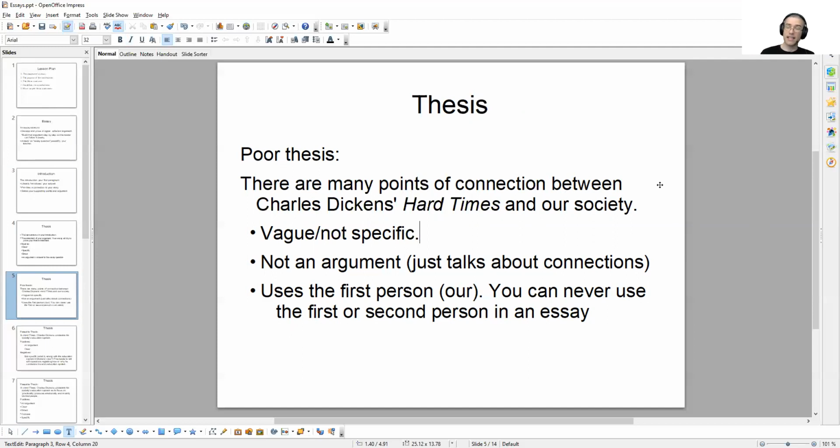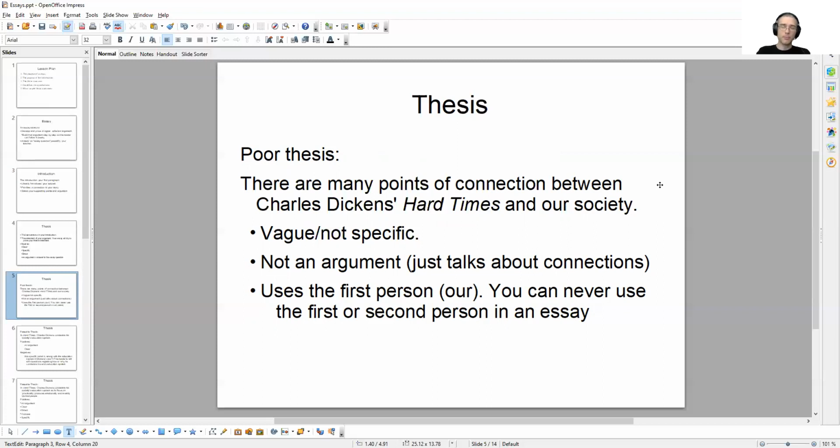What we have here is a thesis that is vague. It's not specific. What are these points of connection? Can you find one specific point of connection and show why that's important? That should be in your thesis. This is far too broad. It's not really an argument. It's not saying that here's what Dickens is saying and here's how it's relevant to our society. It's just saying there are similarities between the two. That's not really even an argument.